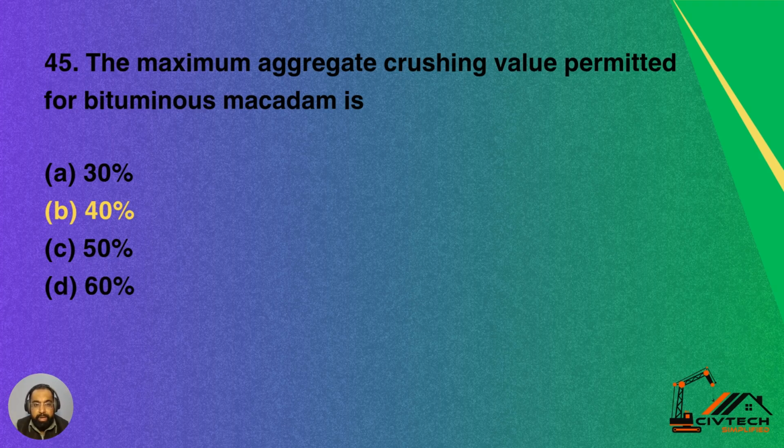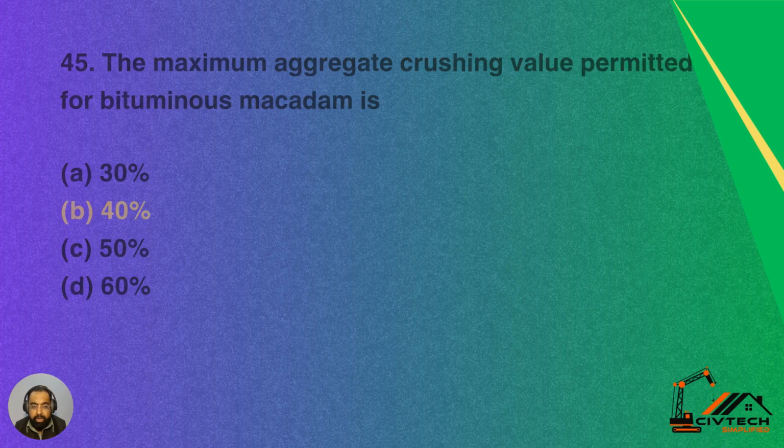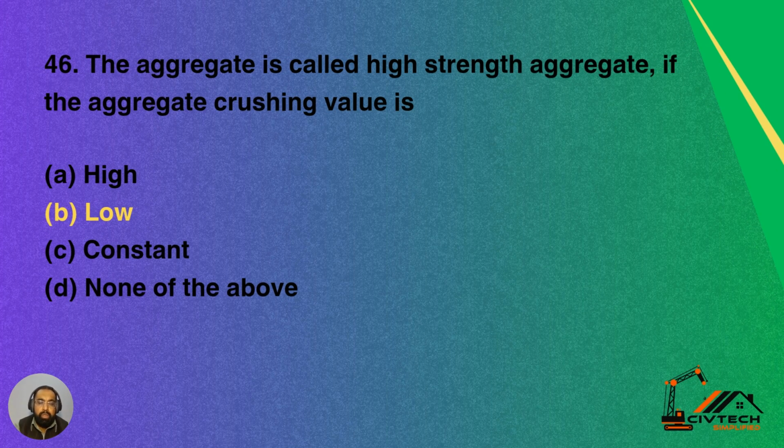Question number 45. The maximum aggregate crushing value permitted for bituminous macadam is: option A 30%, option B 40%, option C 50%, option D 60%. The maximum aggregate crushing value permitted for bituminous macadam is 40%. Option B is the correct answer.